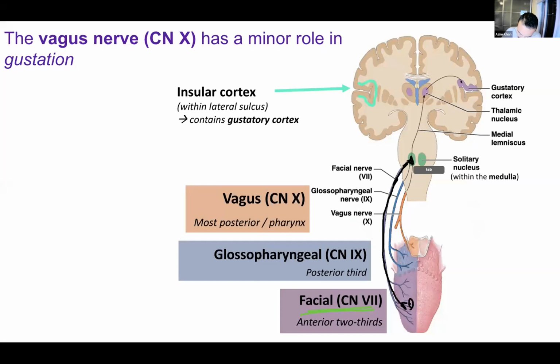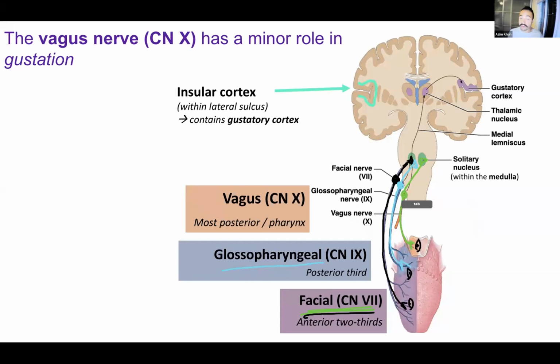Draw a bipolar neuron. That'd be from the facial nerve, from the glossopharyngeal nerve, from the posterior third, sensing from gustatory cells, and then from the vagus nerve, we have our bipolar neuron leading to the medulla.